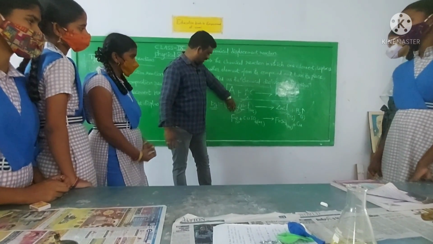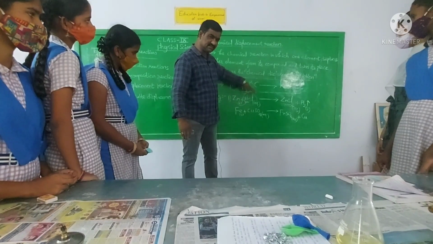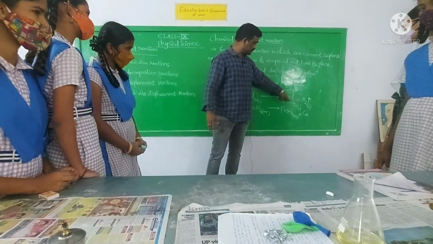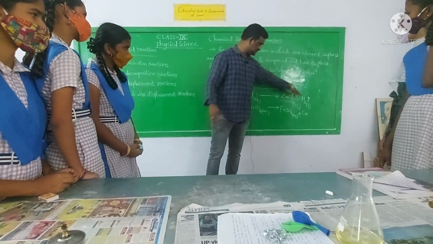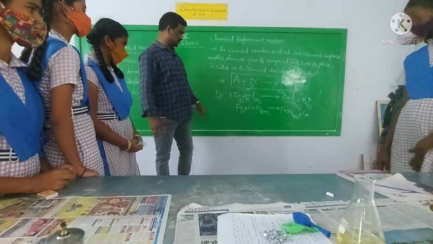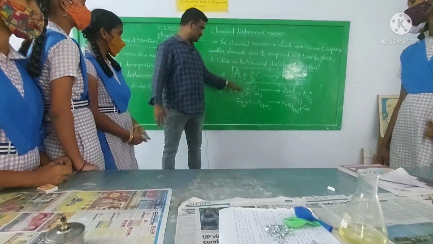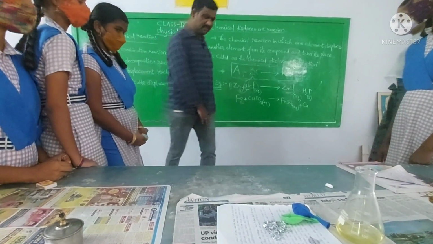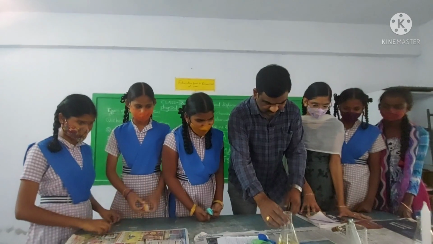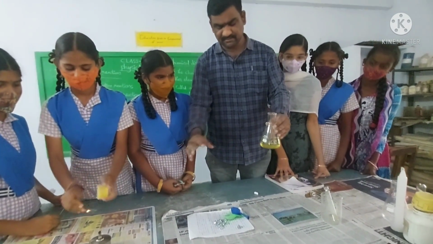So here one element displaced another element from its compound and takes its place, which is called a chemical displacement reaction. We have to prove this chemical displacement reaction by using an activity. To conduct this activity, we have to take some materials.